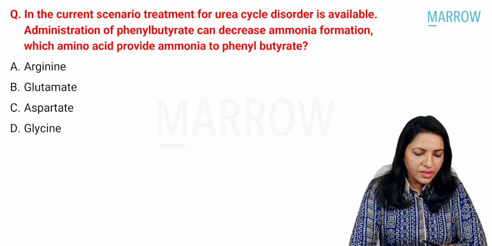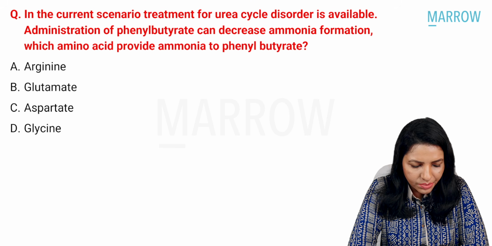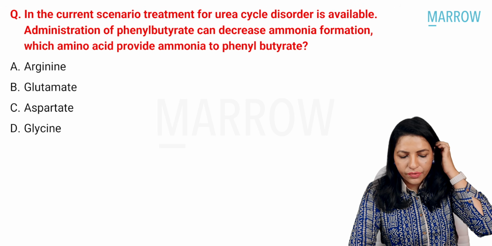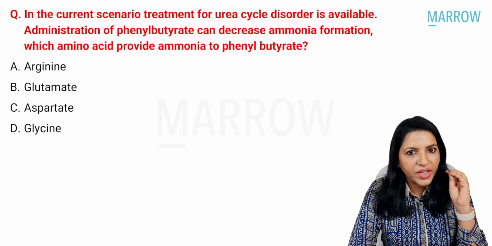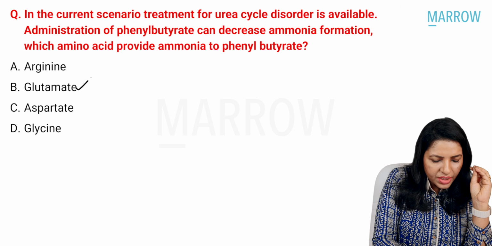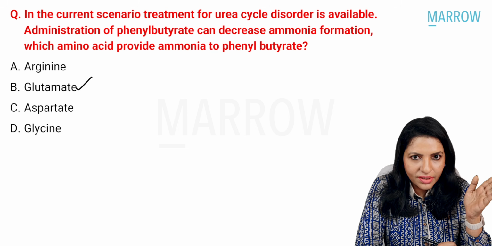First is: in the current scenario, treatment for urea cycle disorder is available. Administration of phenyl butyrate can decrease ammonia formation. Which amino acid provides ammonia to phenyl butyrate? So the answer here is glutamate. As far as these options are concerned, the answer here is glutamate.